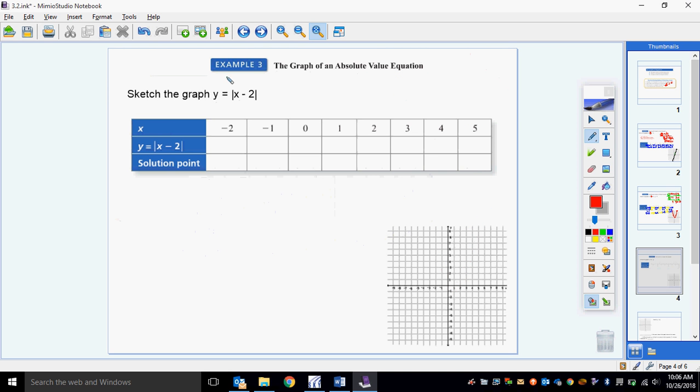So let's see what happens when we have an absolute value. Well, it's already solved for y, so I can just start plugging in values for x. So I'm finding the absolute value of negative 2 minus 2. That means it's the absolute value of negative 4. So y would be positive 4 when I plugged in negative 2 for x. Do the same thing with negative 1. The absolute value of negative 3 is a positive 3. And I plugged in a negative 1.